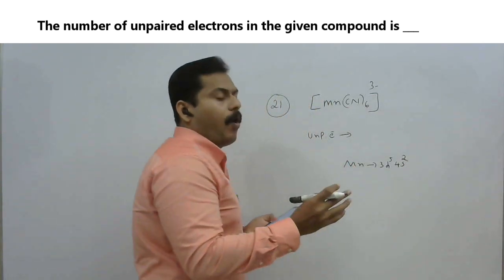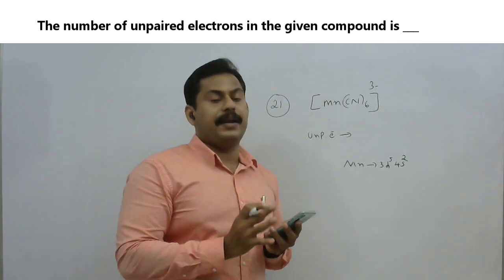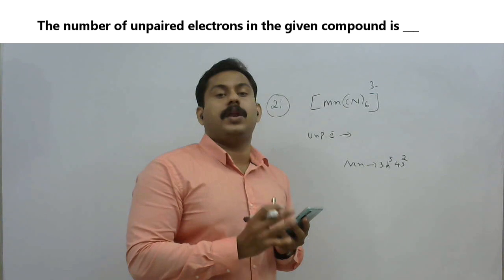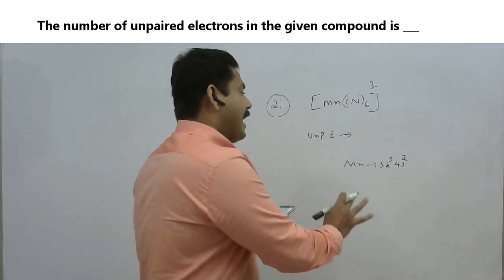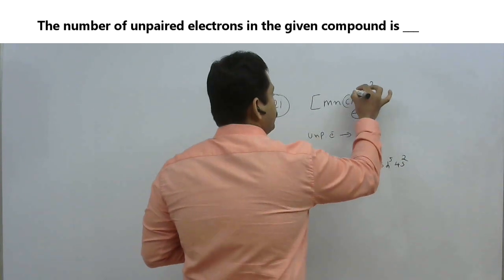You have to study all the electronic configurations of 3d, 4d, 5d as well as the lanthanides and actinoids. That is very, very important. You have to study all the electronic configurations, right? So manganese is 3d5 4s2, right? But what about the manganese charge here? Minus 1 into 6, minus 6.